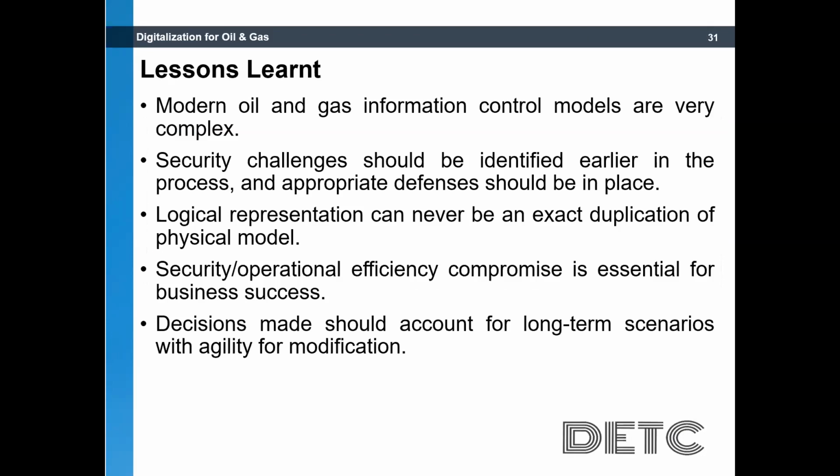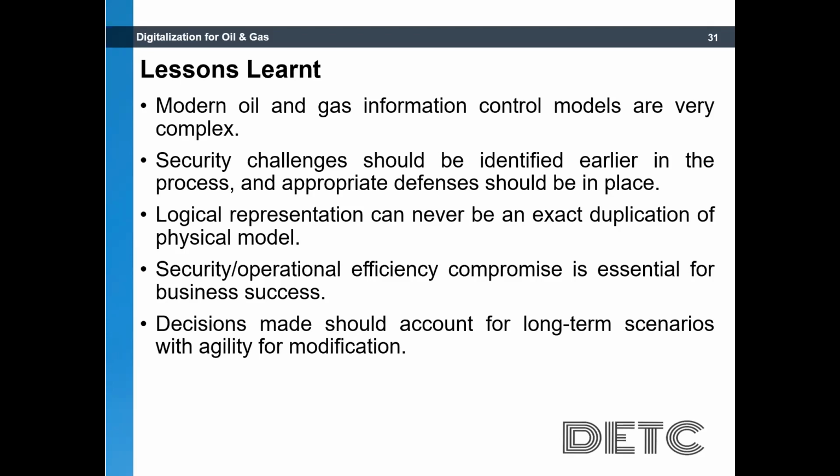The lessons learned through digital transformation journeys for a lot of companies, especially in oil and gas, is that these models are very complex. They are multidimensional, multi-organizational. The security challenges are new and emerging. They should be accounted for in the early design, and the logical or digital representation can never be an exact replication of the physical model. For example, the behavior and the culture cannot be represented in the logical representation.